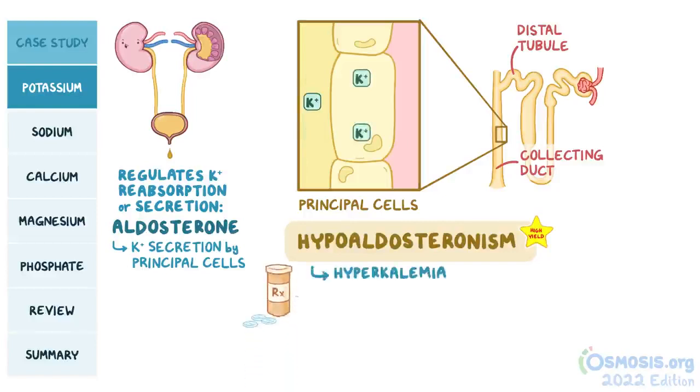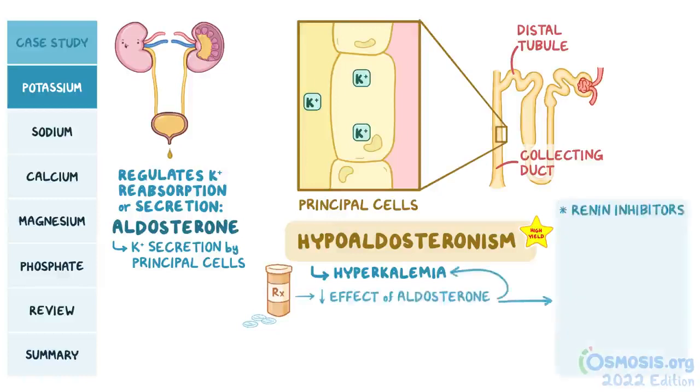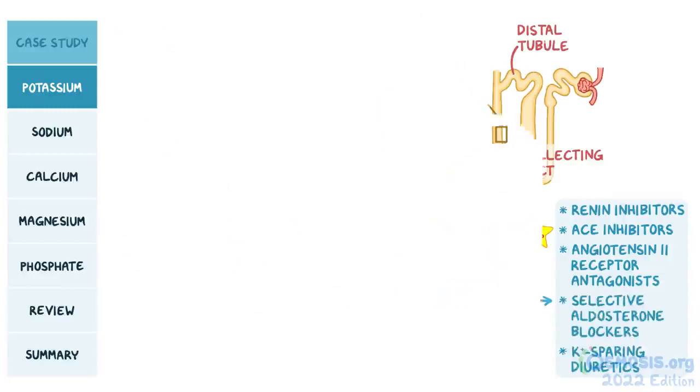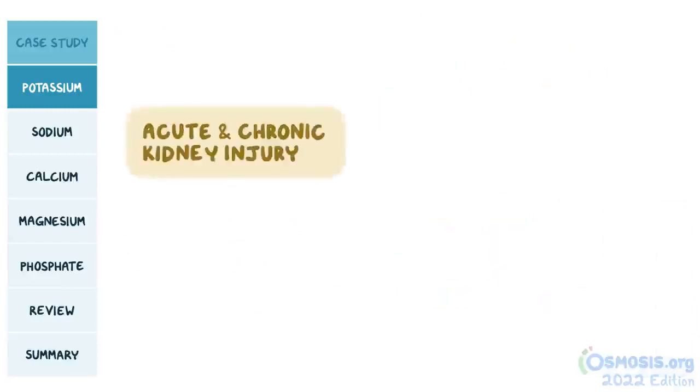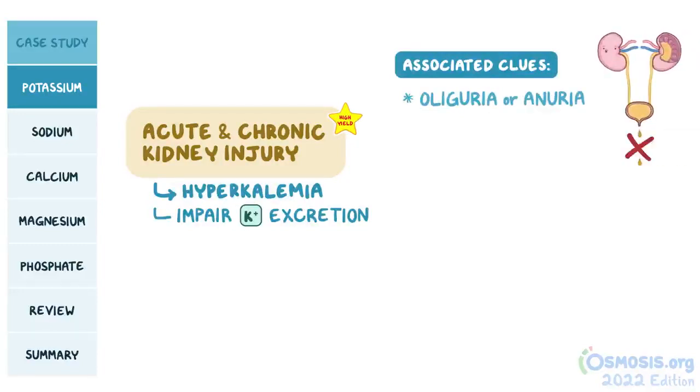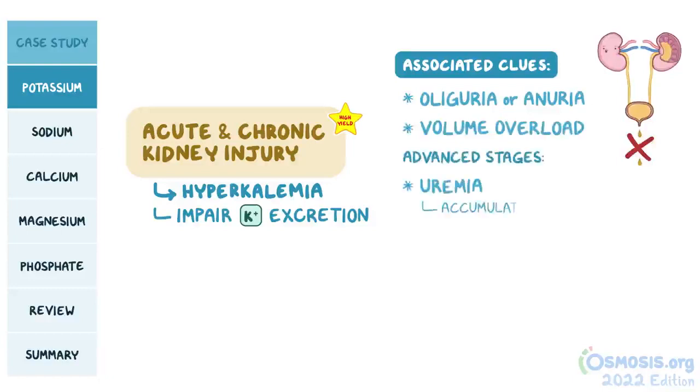Along the same lines, medications that reduce the effect of aldosterone can also cause hyperkalemia, and these include renin inhibitors, ACE inhibitors, angiotensin II receptor antagonists, selective aldosterone blockers, and potassium-sparing diuretics. Acute and chronic kidney injury can also cause hyperkalemia because both can impair potassium excretion. Some associated clues include oliguria or anuria, which means decreased or no urine excretion, volume overload, and in advanced stages, uremia, which refers to the accumulation of uremic toxins, including urea itself.